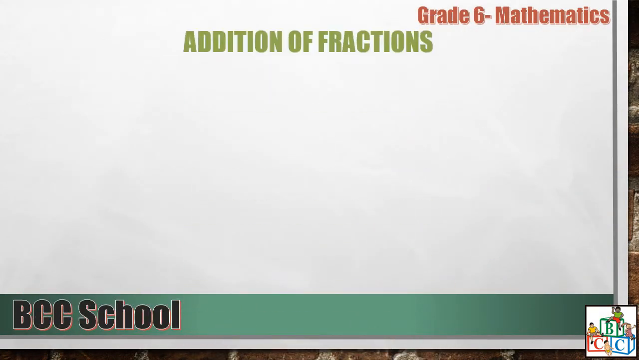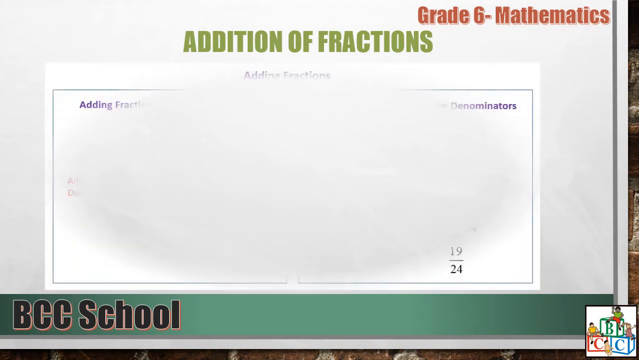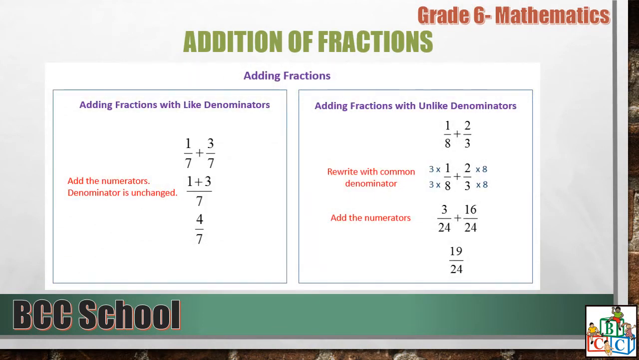Let us move on to addition of fractions. The first example is 1 over 7 plus 3 over 7. It is a simple addition as the denominators are the same. We will have to add only the numerators. The denominator is unchanged. 1 over 7 plus 3 over 7, the answer is 4 over 7.